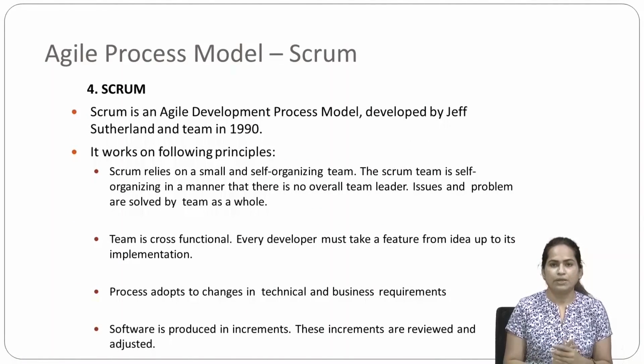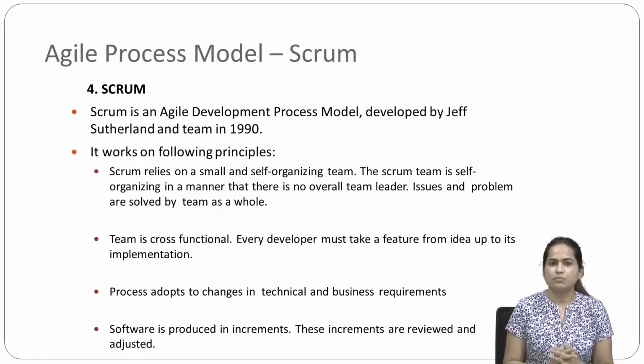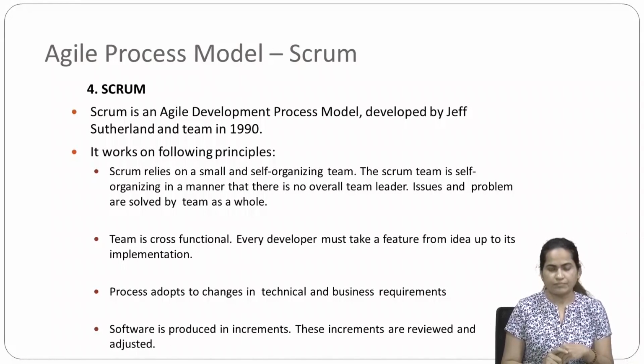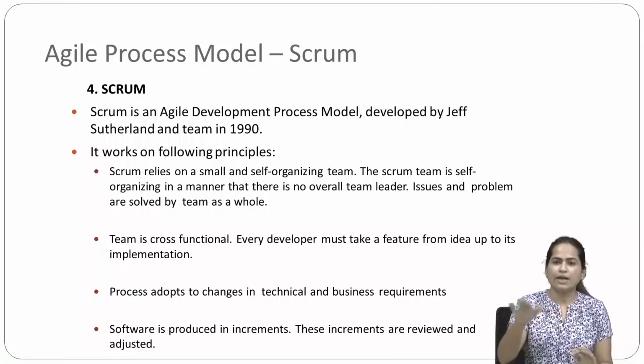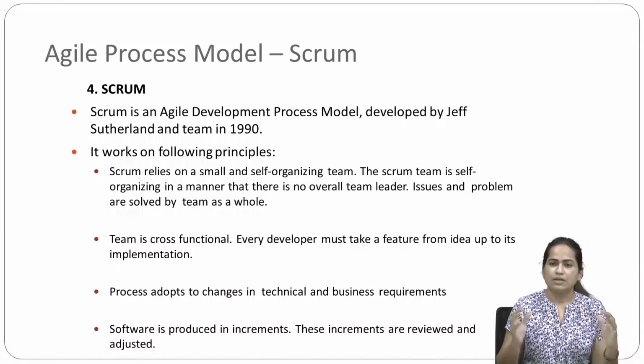Then after that we have the 4th model, that is Scrum. Scrum is an agile development process model developed by Jeff Sutherland and team in 1990. It works on some principles. First principle we have is that Scrum relies on a small and self-organizing team. The Scrum team is self-organizing in a manner that there is no overall team leader. This model suggests that if you are a team, you are a team only. No leader is there, meaning all are equal in that team. So that is the first principle we have in the Scrum model, that it has a small team.